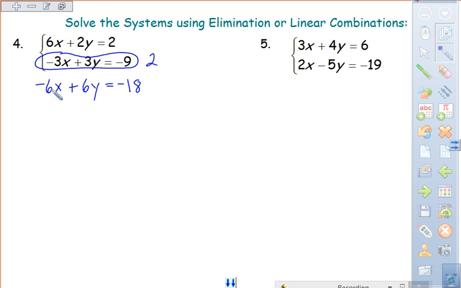Once I see I have opposites, I can add my 2 equations together. 6 and negative 6 eliminate. 2 plus 6 is 8y. 2 and negative 18 make negative 16. So y is equal to negative 2.